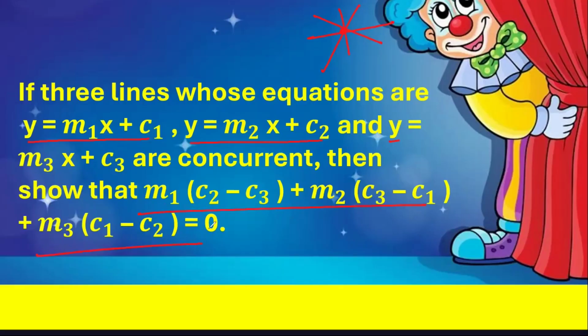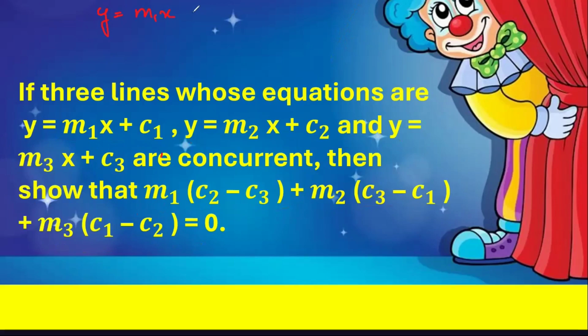If you see this portion, there is no x and y. It means we are going to eliminate x and y. And please remember one thing, when the lines are intersecting, we use the elimination method or substitution method to work out the value of x and y, right? So let's understand, everyone. We have three equations.